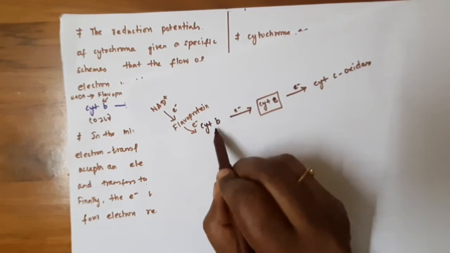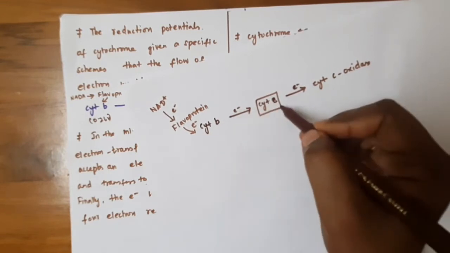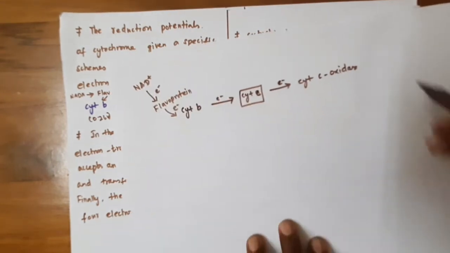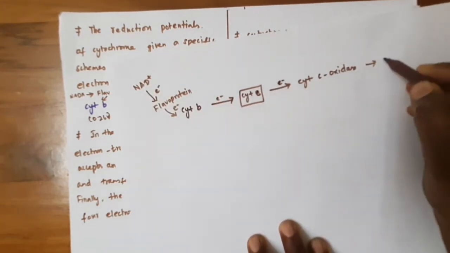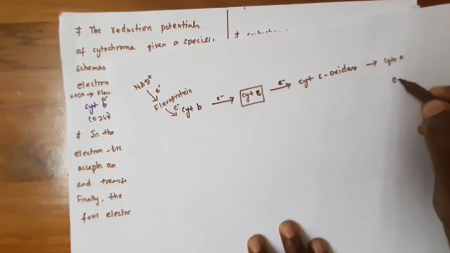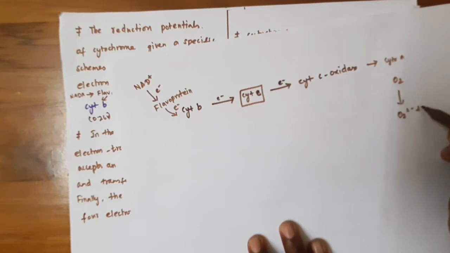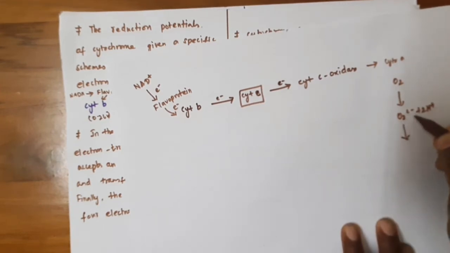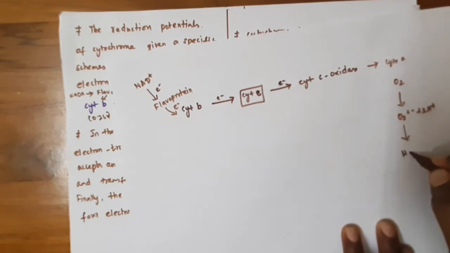So this cytochrome B passes the electrons to cytochrome C. This cytochrome C passes the electrons to cytochrome C oxidase, so then to cytochrome A, which binds the oxygen. In mitochondria, the membrane proton gradient is created, and the oxygen takes two protons and converts to water and ATP.